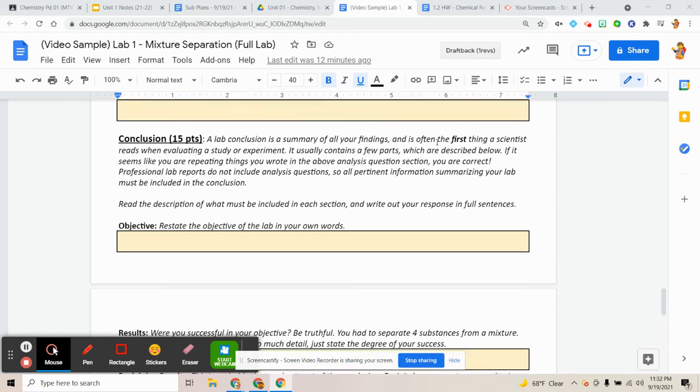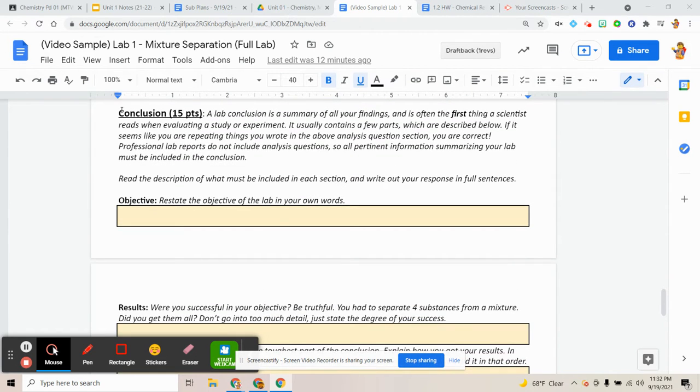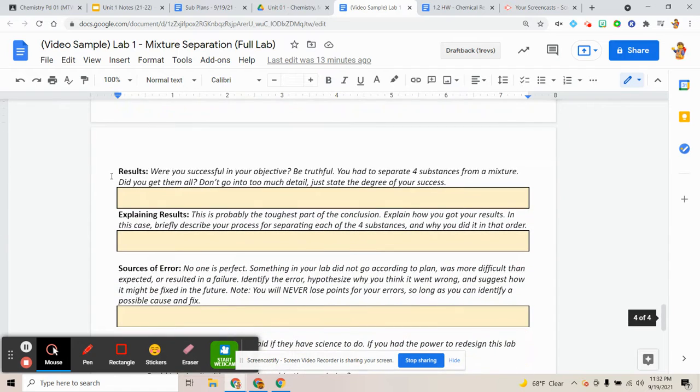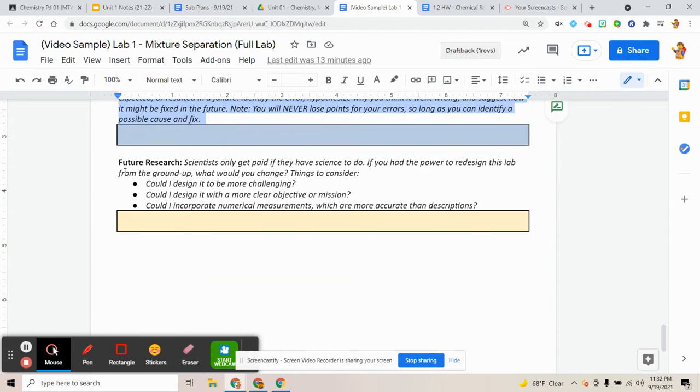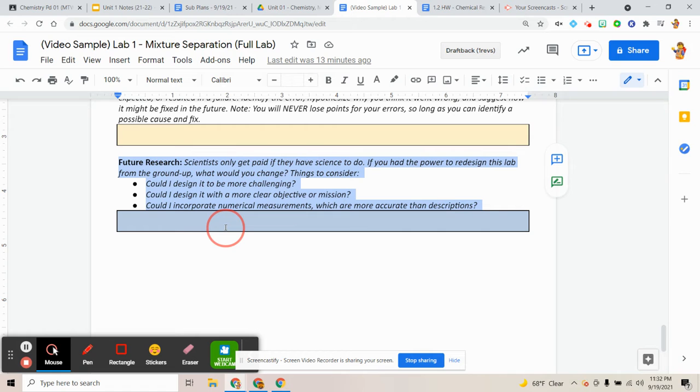In the lab conclusion writing process, a lab conclusion is actually a very important part of the lab, because this is the part where you summarize everything you've done. Briefly, what you were trying to figure out, what the results were, explaining those results briefly, if anything went wrong in your lab and how to fix it, and what future research you would do on this lab.